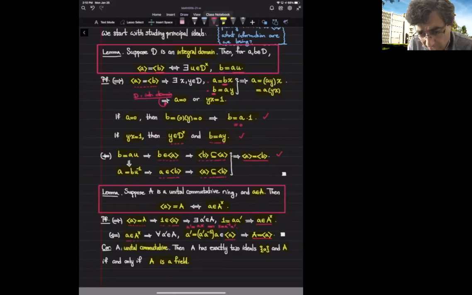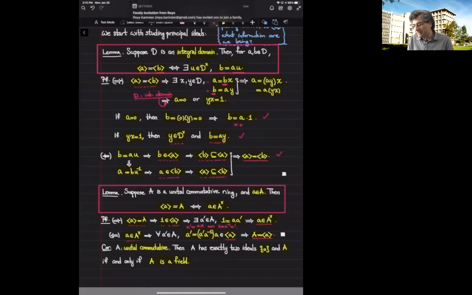So now we have a very good understanding of units in terms of the principal ideals that they generate. A principal ideal generated by A is the entire ring if and only if A is a unit. Now, the next corollary is actually interesting. It tells us a way of understanding whether or not a unital commutative ring is a field. Okay, so let's see how we can do that.